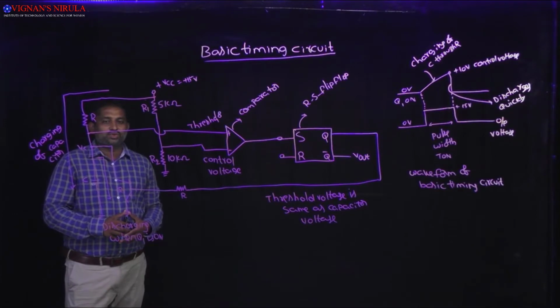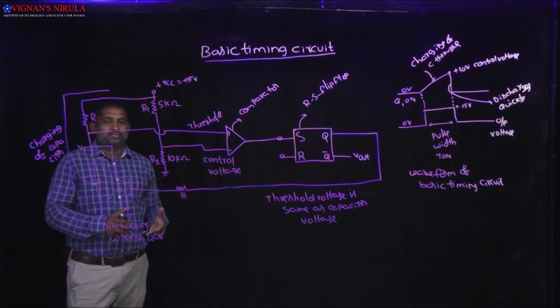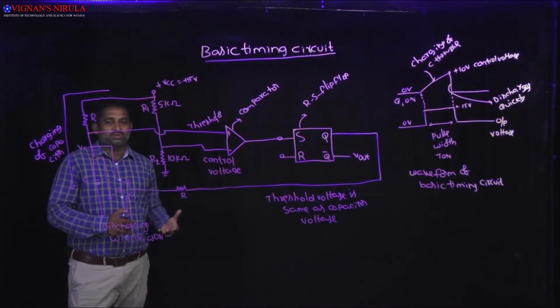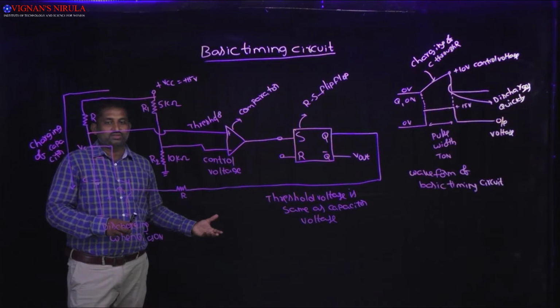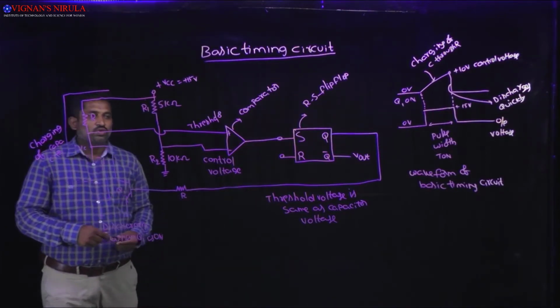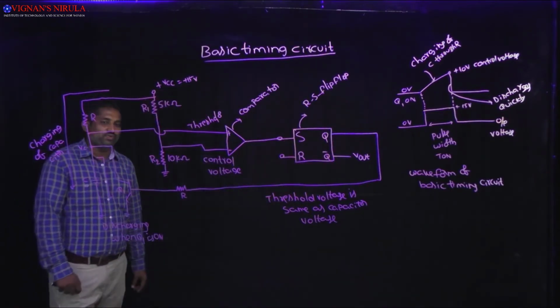When S is equal to 0, R is equal to 0, we get the output as the previous state. S is 0, R is equal to 1, we get the output as 0. And S is equal to 1, R is equal to 0, we get the output as 1. And if both are ones, then it is the undefined state. So we all know the functional table of the SR flip-flop.